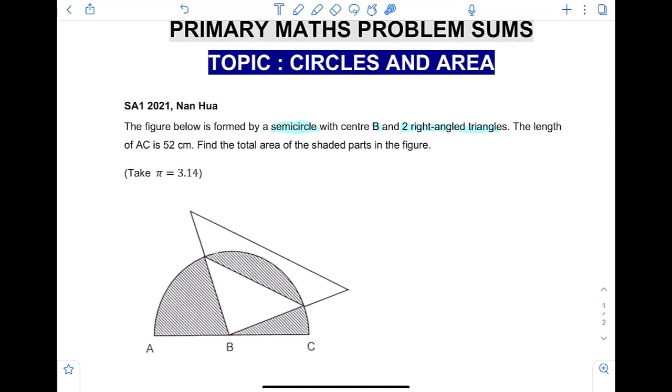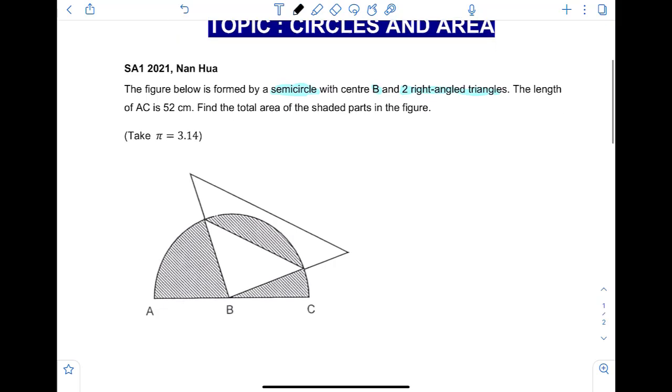As for the right-angled triangles, we need to identify where they are. So there's one here, a small one. The small one goes from the center to the edge of the semicircle. And there's a larger one, from the center all the way to the outside parts here. There's a larger right-angled triangle. Now the length of AC is 52 cm.